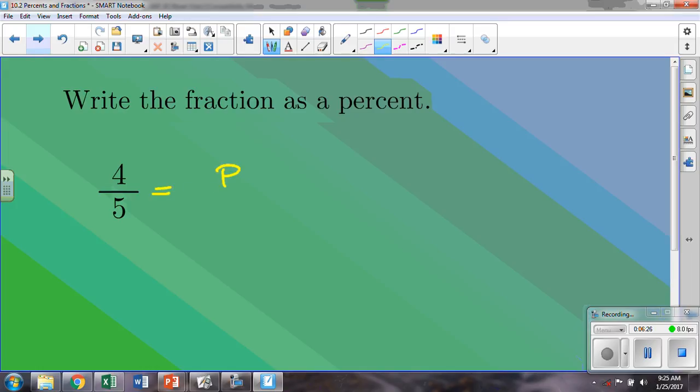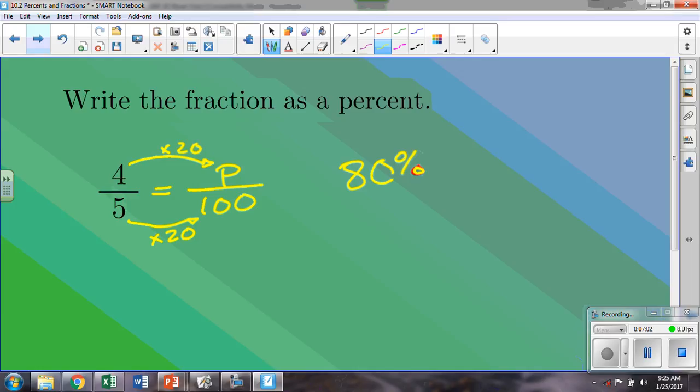4 over 5 is some percent out of 100. Well, you can use cross multiplying. That was one of our tools that we used for solving. You could also use equivalent ratios. What do you multiply by to turn 5 into 100? You have to multiply by 20. So, multiplying the same times 20 on top, 4 times 20 equals 80. It's 80%.